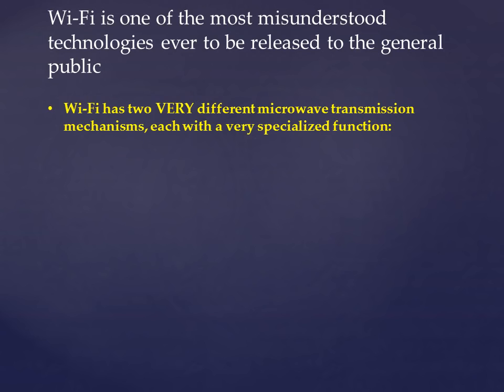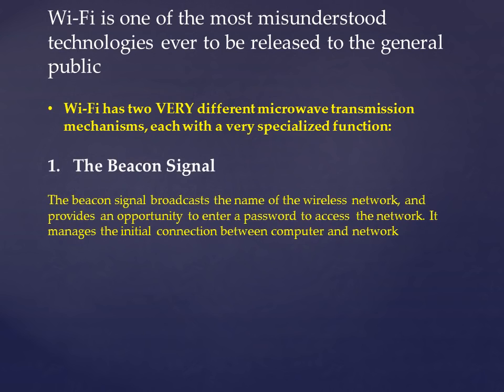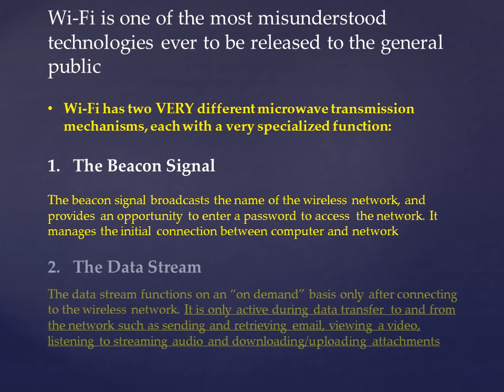Wi-Fi has two very different microwave transmission mechanisms, each with a very specialized function. 1. The beacon signal. The beacon signal broadcasts the name of the wireless network and provides an opportunity to enter a password to access the network. It manages the initial connection between computer and network.